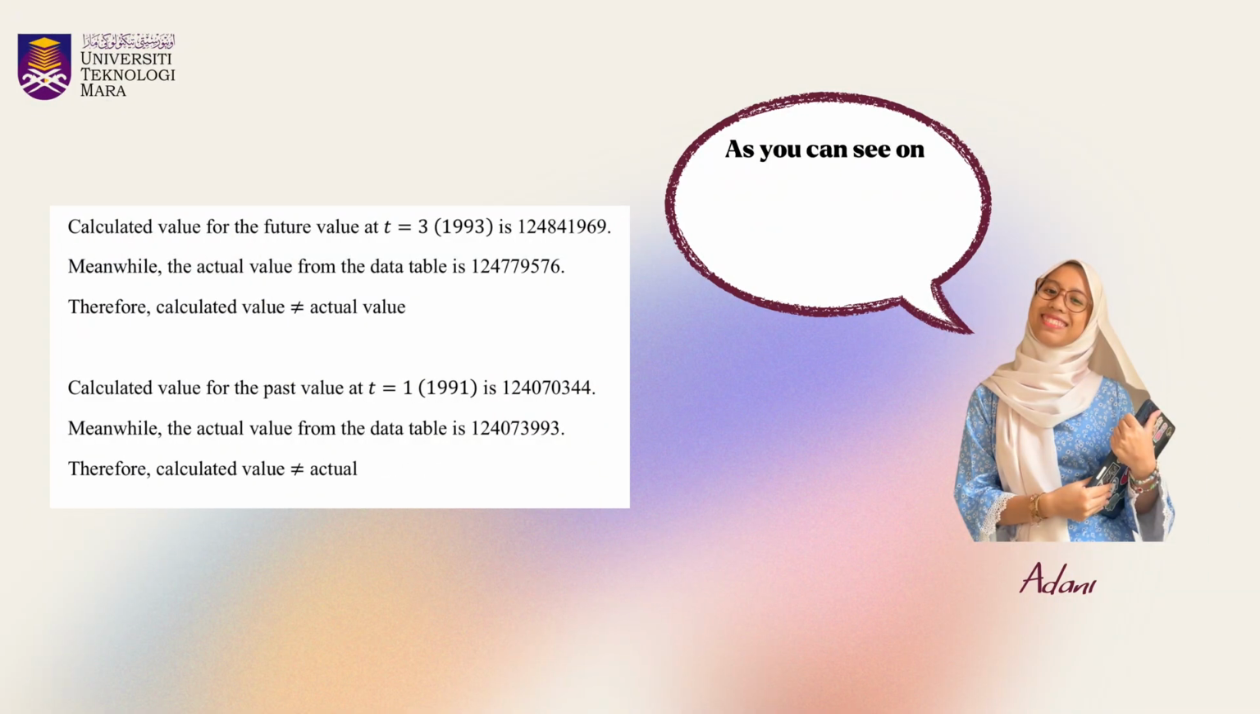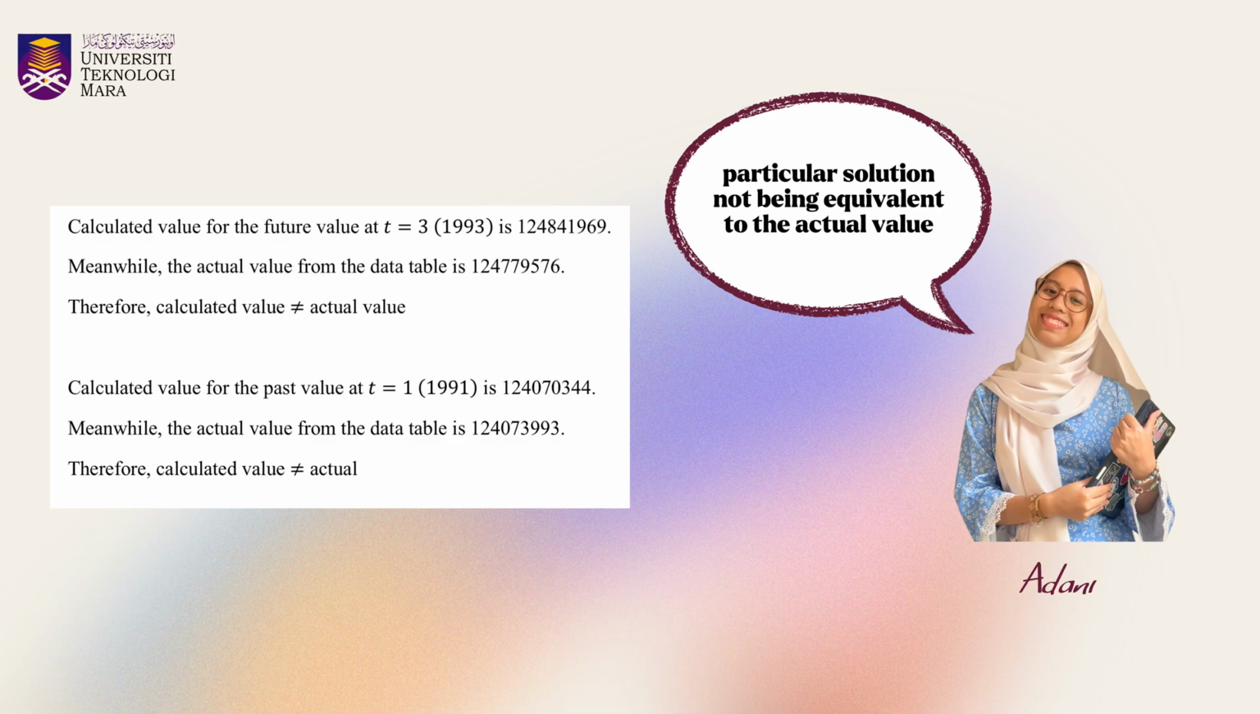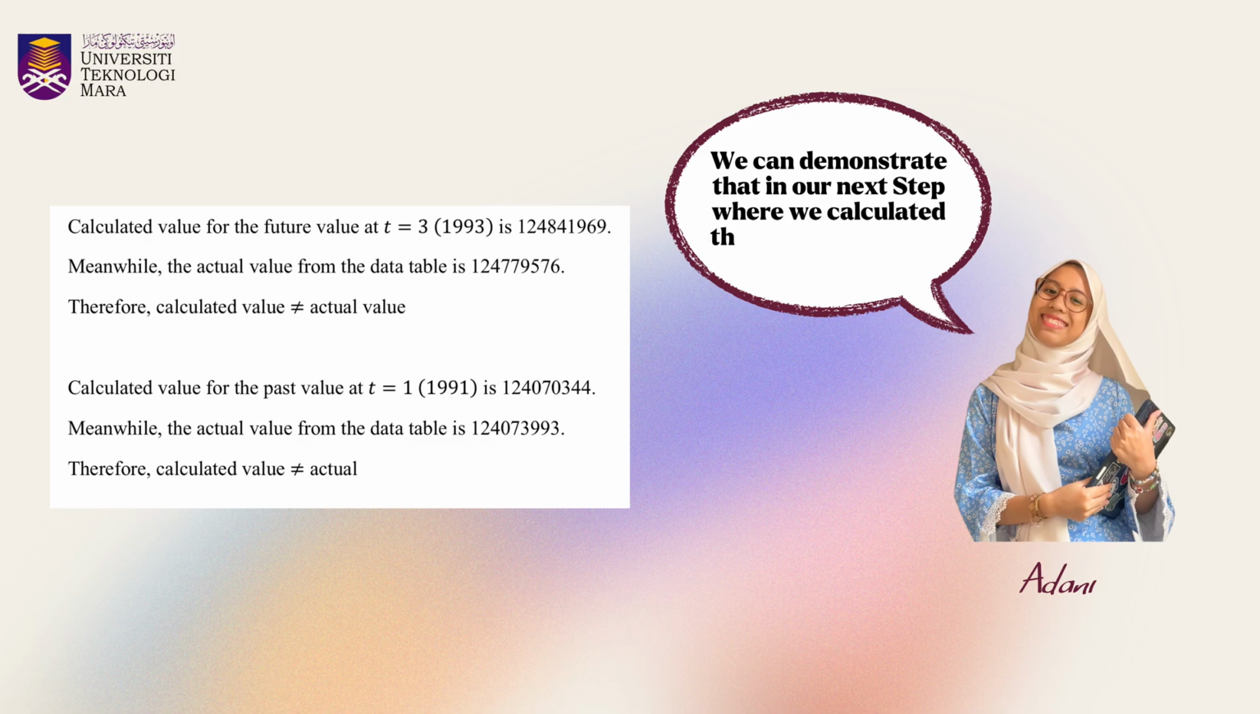Moving on to analysis and discussion. As you can see on the screen, the calculated value for the future value and the past value is not equivalent to the actual value. The two values do not differ significantly, despite the value calculated by using the particular solution not being equivalent to the actual value. We can demonstrate that in our next step where we calculate the percentage error. As a result, most of our data is accurate.